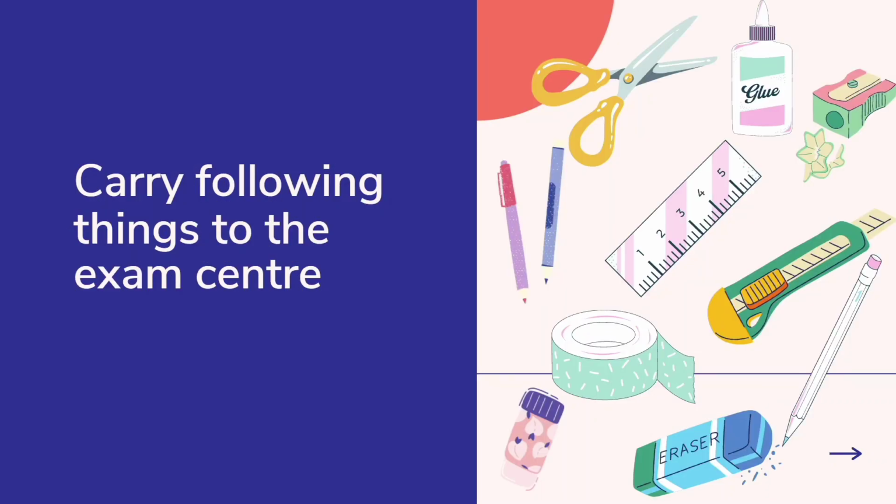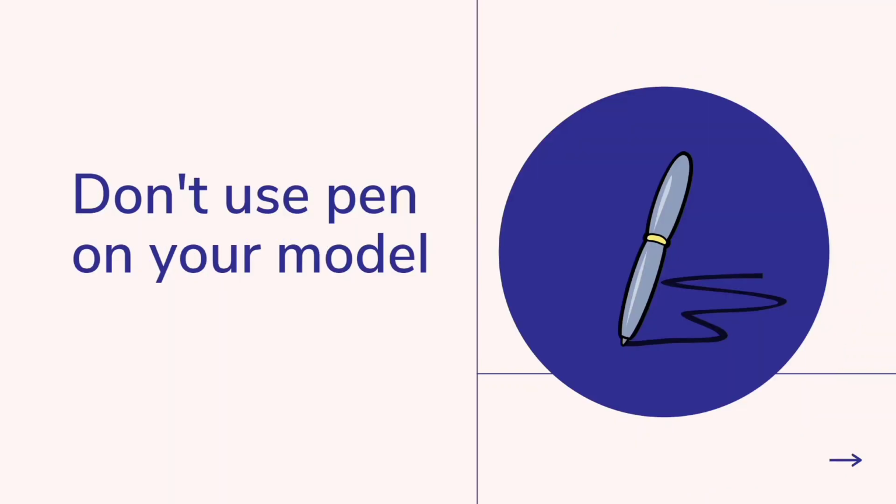Second is carry the following things to the exam center. So it's very important you prepare a kit beforehand. What all things you need to keep in that kit is firstly scissors, glue, sharpener, paper cutter, a ruler, pens and pencils, and a transparent sellotape, and eraser. So that's all the things that you can keep in a pouch, but I would prefer to keep a transparent pouch. Next is don't use pen on your model. It's strictly prohibited to use a pen on the model you are preparing.